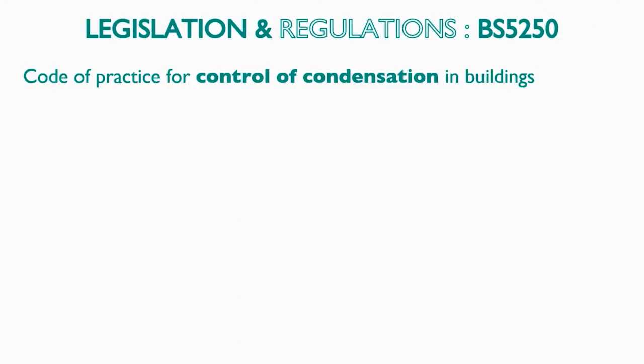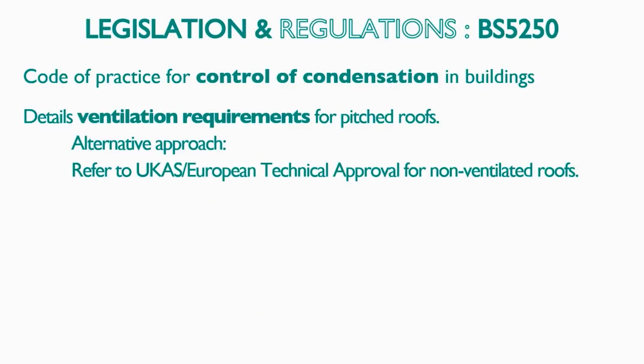BS 5250 is the Code of Practice for Condensation Control and is referred to by the UK building regulations, which do not address the specifics of condensation control directly. BS 5250 gives specific detailed guidelines on how to ventilate all types of roof, but it does not address the non-ventilated roof construction, instead referring the designer to specific third-party guidance if ventilation is to be omitted. This is typically a BBA certificate, although any relevant and equivalent European technical approval document can be used.